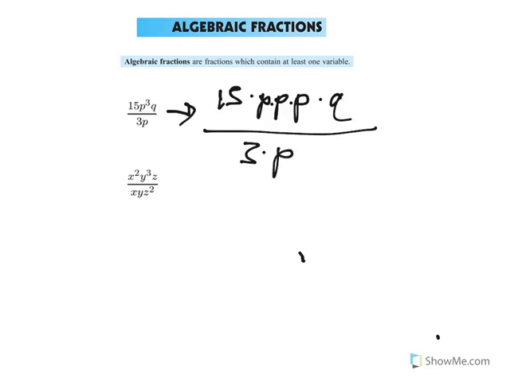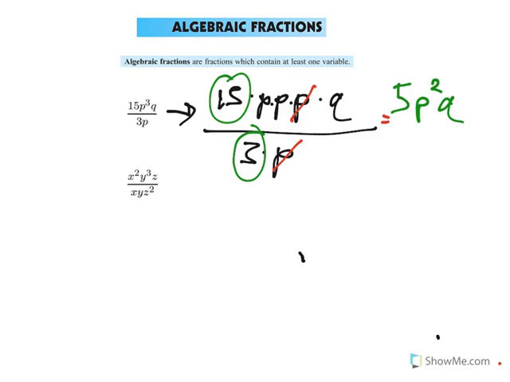And now we can simply cancel out our p's. What do we have in common? Well, we have our 1 p here. We have 1 p there, correct? So that would leave us with, on the top, 2 p's and a q. Now we can take our constants, which is 15 and 3, and we can simplify those. 15 divided by 3 is 5, right? 15 divided by 3 is 5, so we have our answer.